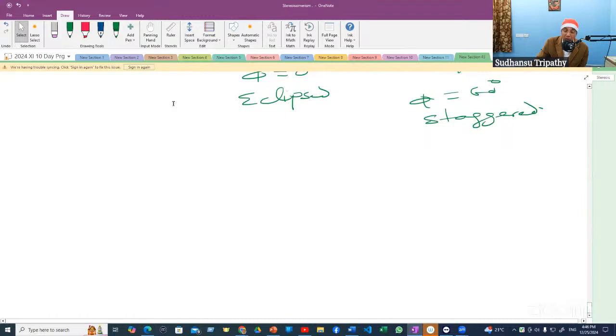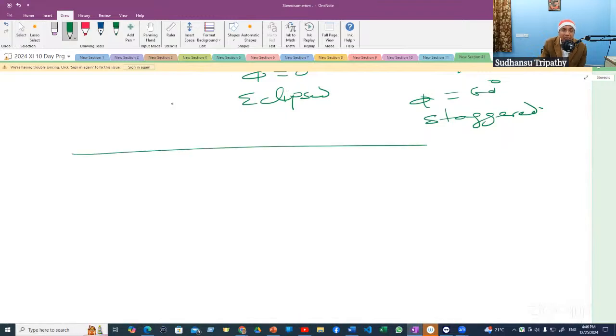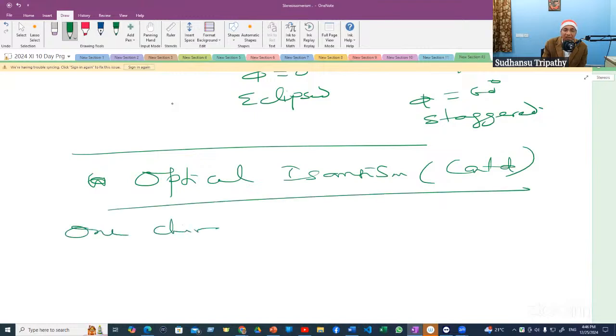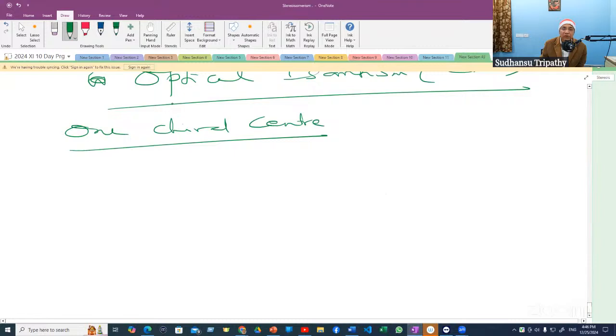So we are almost at the end of our program, but let me tell you, coming back now to optical isomerism, continued. Many things I have already told you. One chiral center first, then chiral axis. Obviously, when I write one chiral center, it means one asymmetric carbon.